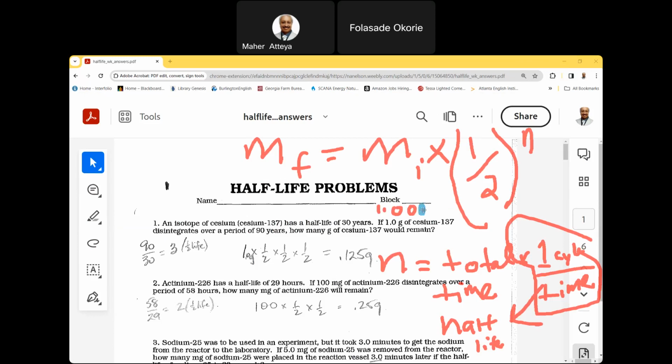3 grams of cesium disintegrates over a period of 90 years. That's an absolute value, so not part of sig figs. How many grams of cesium-137 would remain? Would remain means we want to get the final, M final.